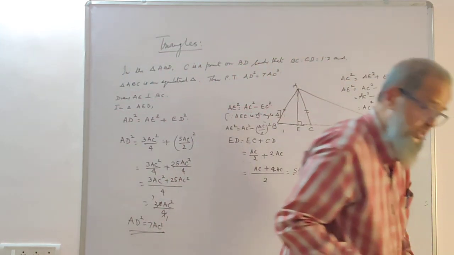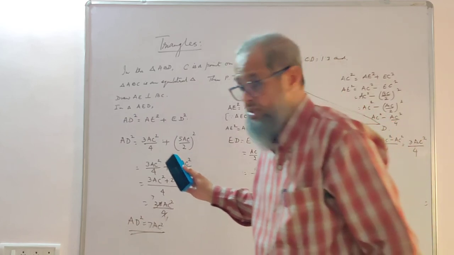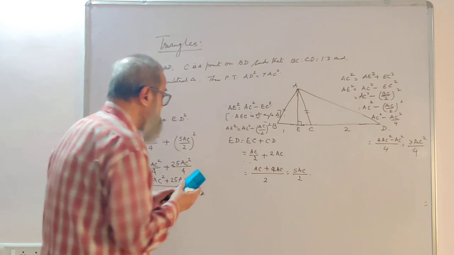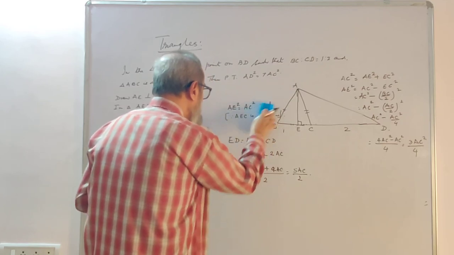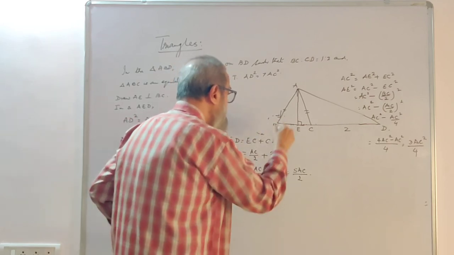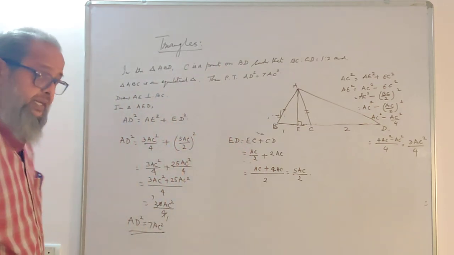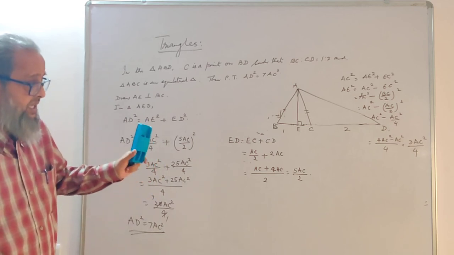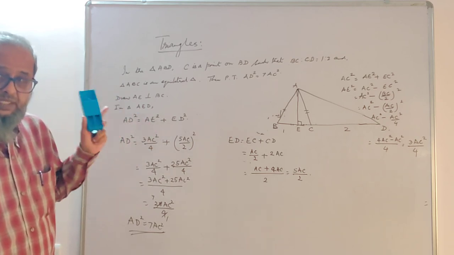Now there may be other methods also by which it can be proved, and this is one of the methods which I have followed. So you can see if there is any simpler method than this, you can do it. Now I'll rub this, because I have done it once again there. This is point B. I have done this, and I got AD square is equal to 7 AC square. I think you have understood this. We can do some more problems. You can do problems from the textbook also.